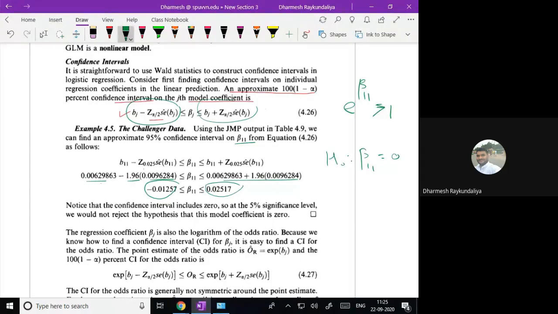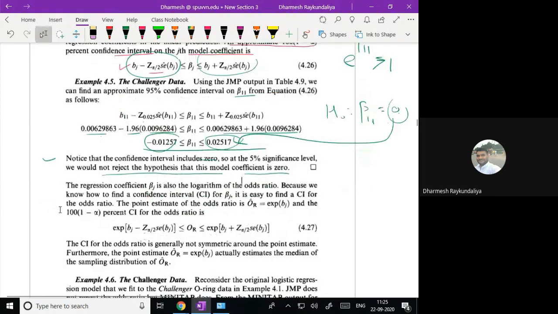The third one is that you develop a confidence interval and see whether 0, that is beta 1 1 being 0, is contained in this interval. Yes, it goes from minus to plus. So it further indicates that, notice, the confidence interval includes 0, so at the 5% significance level we would not reject the null hypothesis. That means this model coefficient is 0. So this is where you can also take the decision.